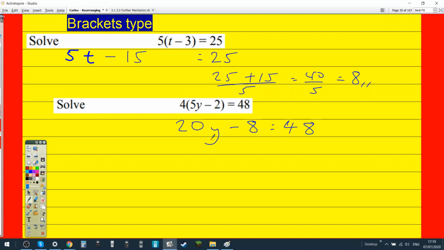So if you do, can you do 8 plus 48? Yeah. And then that will give you 56. So then do you do 56 divided by 20? Yep. And that would be 2.8. Seems like, let's see, 2.8. Yep, looks good.